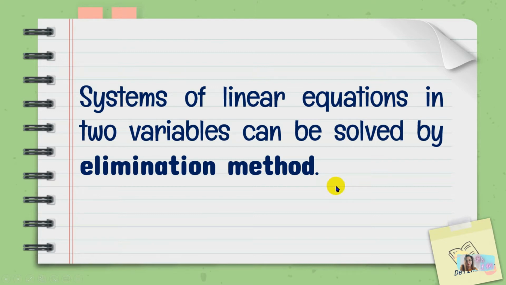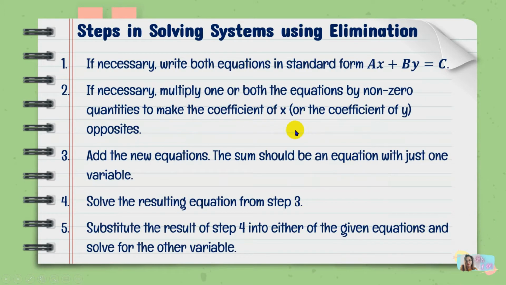Okay? What are the steps we have to follow in solving systems of linear equations by elimination method? So first, if necessary, write both equations in standard form, Ax plus By is equal to C. Kailangan daw parehong equation ay naka-standard form. For step 2, if necessary, multiply one or both of the equations by non-zero quantities to make the coefficients of x or the coefficients of y opposites. So ito po yung ginawa natin kanina sa ating naunang activity, wherein we look for the term na makakapagbigay sa atin ng result as the additive inverse of the other term. At yun po yung step number 2 natin dito.